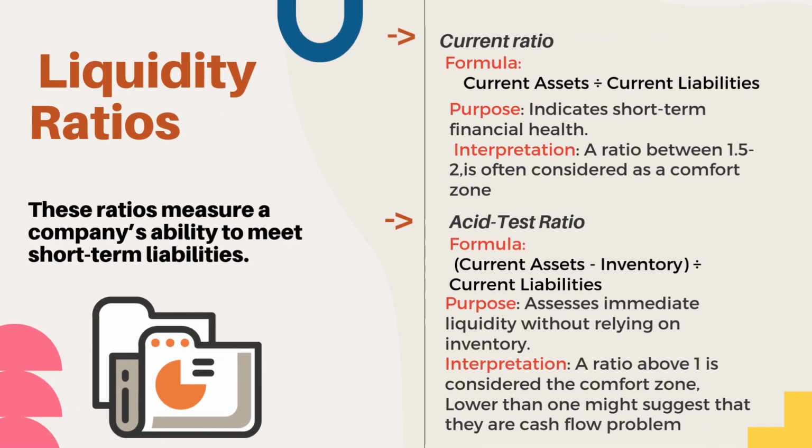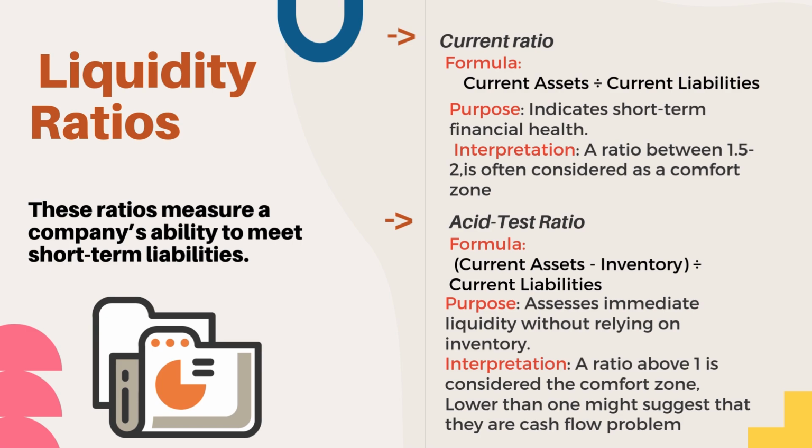Liquidity ratios. These ratios measure a company's ability to meet short-term liabilities. 1. Current ratio. Formula: current assets divided by current liabilities. Purpose: indicates short-term financial health. Interpretation: a ratio between 1.5 and 2 is often considered a comfort zone.